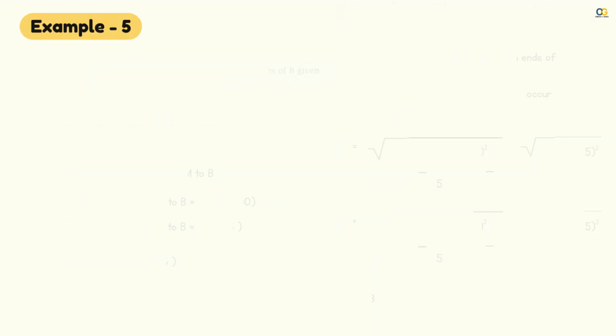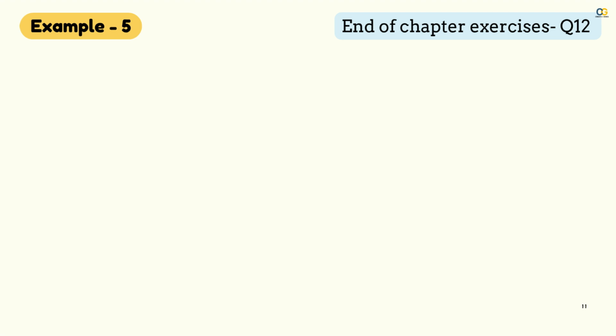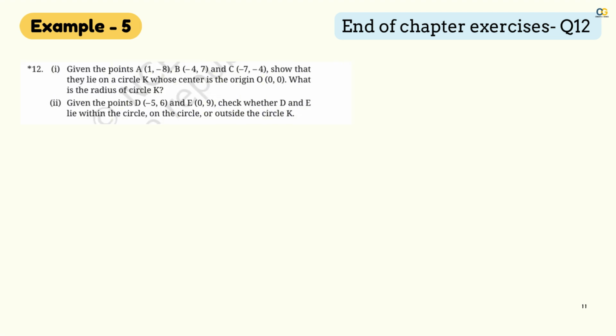Now moving on to the next question, example number 5, where we find out if the points lie on a circle. Given the points A, B, C as such, show that they lie on a circle K whose center is the origin (0, 0). What is the radius of K? Given the points D and E as such, check whether D and E lie within the circle, on the circle, or outside the circle. So, what we know about a circle is that the radius is constant from every point on the circle to the center.